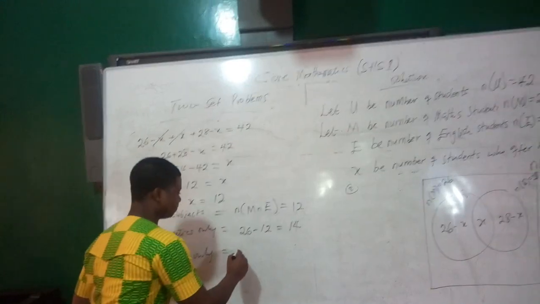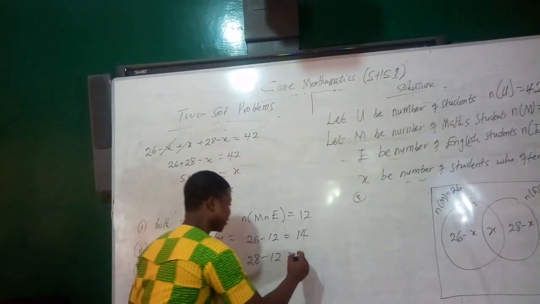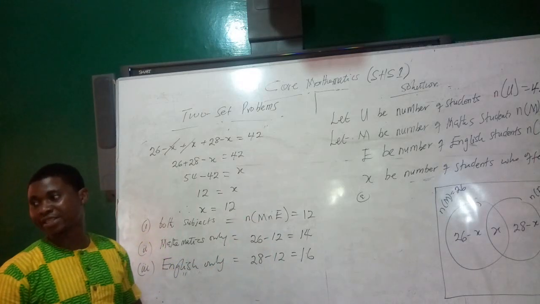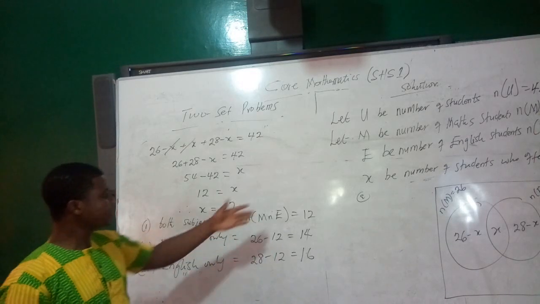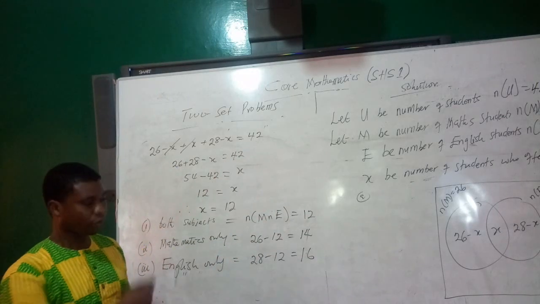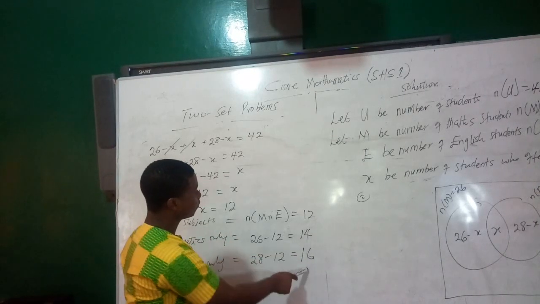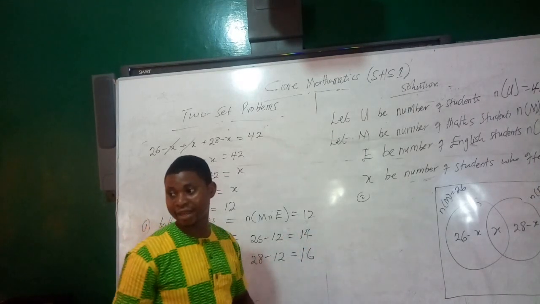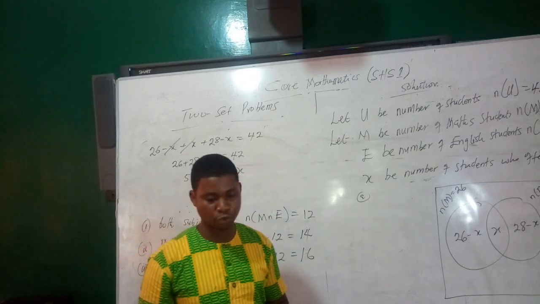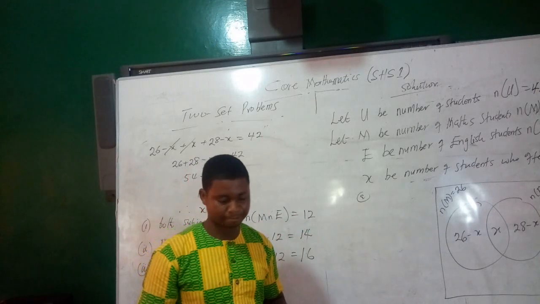It's 28 minus 12, and that one is 16. So that is the solution to the question that was given. It means when you add everything here, you should be able to get your 42. When you add 14 plus 16 is 30, plus 12, and that one is 42. So when you add everything, you get your 42. So that is the solution to our question.